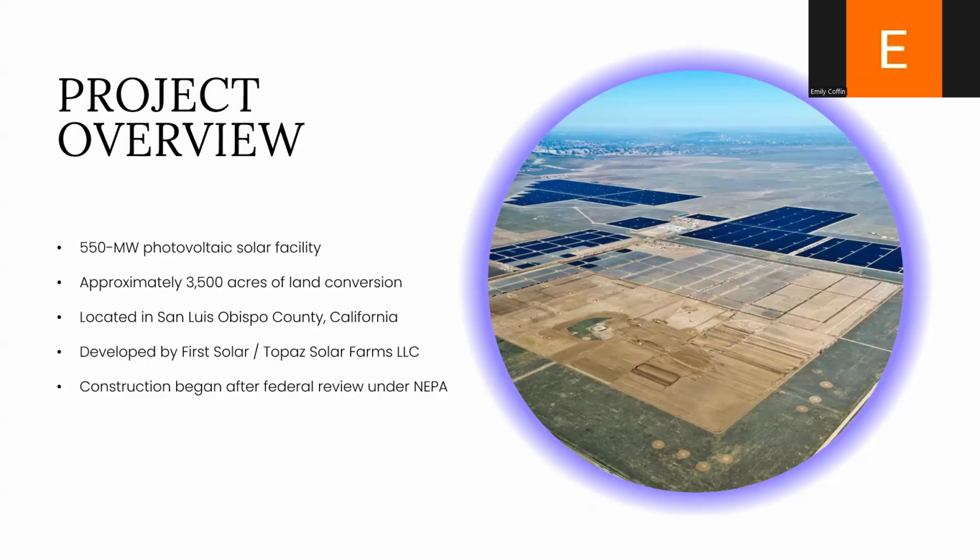As an overview, the Topaz Solar Farm is a large photovoltaic solar energy facility with a generating capacity of approximately 550 megawatts. At the time of its development, it was one of the largest solar farms in the world. The project occupies approximately 3,500 acres of land that was previously used for agricultural purposes, meaning the project required a significant amount of land use conversion. The project was developed by First Solar through Topaz Solar Farm LLC.